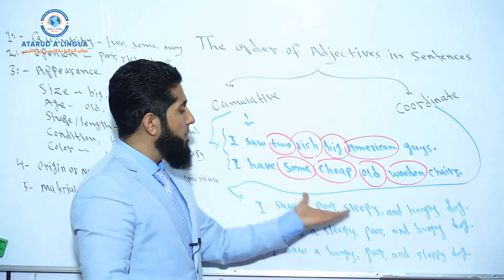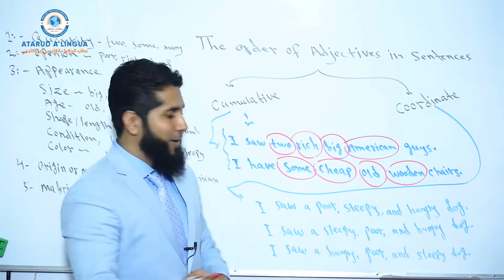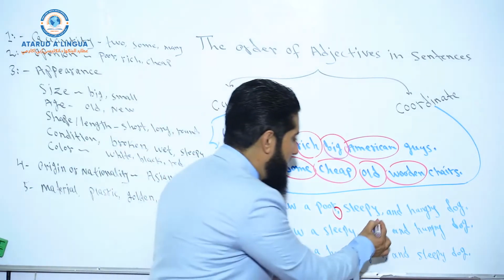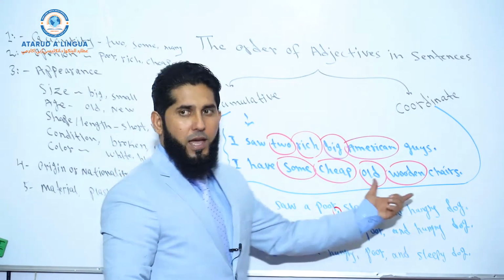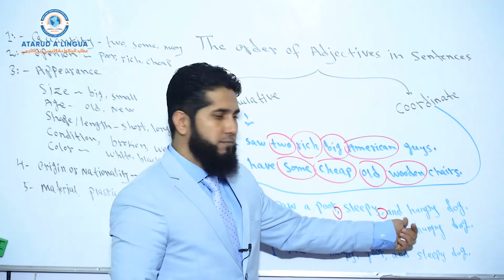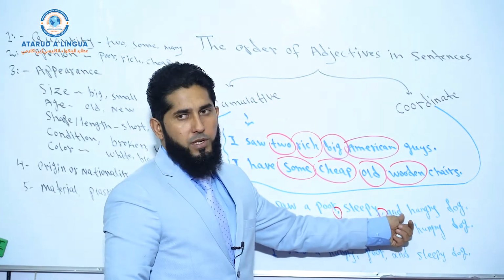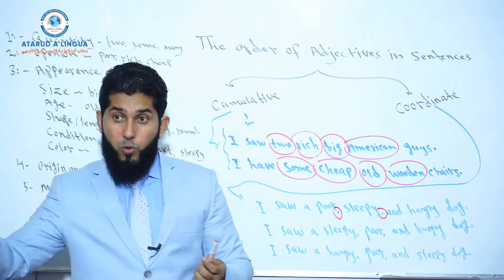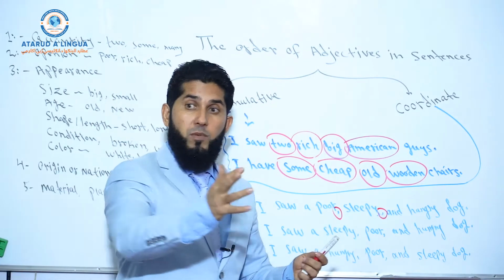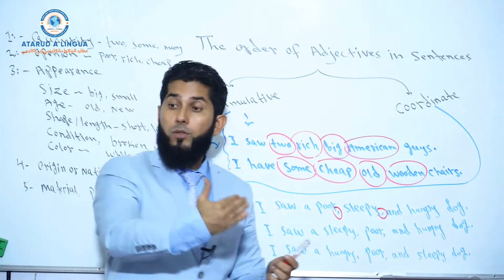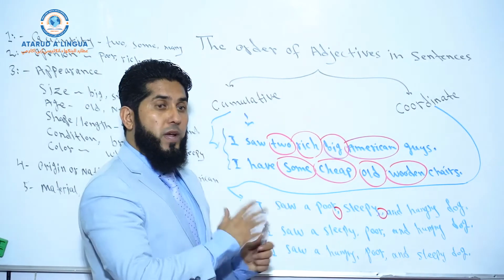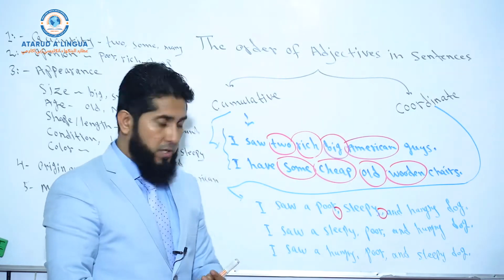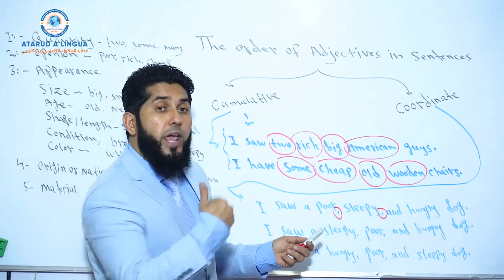So, I saw a poor, sleepy, and hungry dog. Look, poor, comma, sleepy, comma, and hungry. So you can bring a comma before hungry, before the conjunction and as well. So 2 commas. But if you bring 4 adjectives, then you need 3 commas. If you bring 5 adjectives, then you need 4 commas, okay? So there should be a comma between coordinate adjectives. Understood?